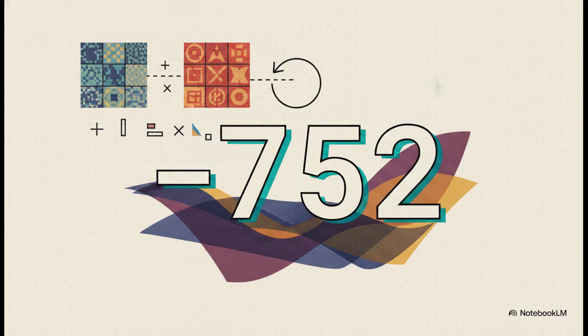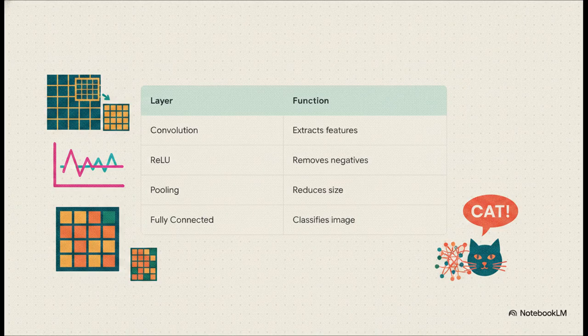The computer multiplies the pixel values by the kernel values and adds them all up. After crunching that simple arithmetic, the computer might spit out a single value, like -752. And just like that, this single number now represents that entire little piece of the image, holding crucial information about its features.